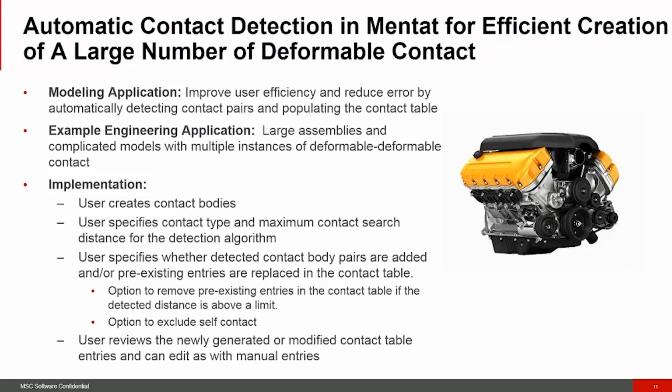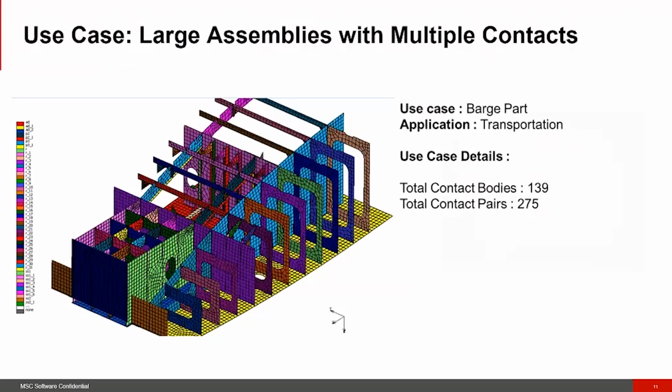Also, the newly generated or modified contact table entries can be edited with manual entries. So you can stop the automatic method and have the old method that you were using before with the manual entries. You also have the option to exclude self-contact if it's beneficial to your modeling process. In the next slide, we'll see an example of a contact model.